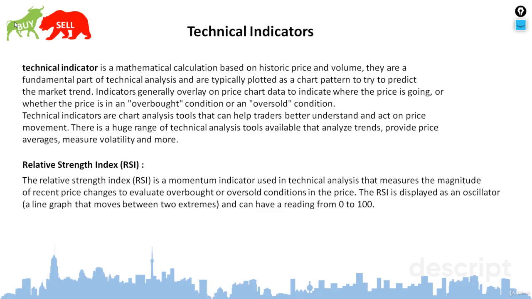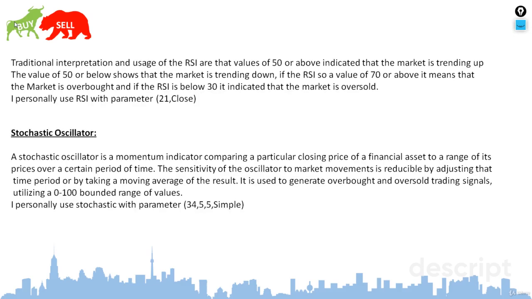The first technical indicator that we are going to see is the relative strength index, RSI. The relative strength index is a momentum indicator used in technical analysis that measures the magnitude of recent price changes to evaluate overbought or oversold conditions in the price. The RSI is displayed as an oscillator, a line graph that moves between two extremes and can have a reading from 0 to 100. In traditional interpretation, values of 50 or above indicate that the market is trending up.